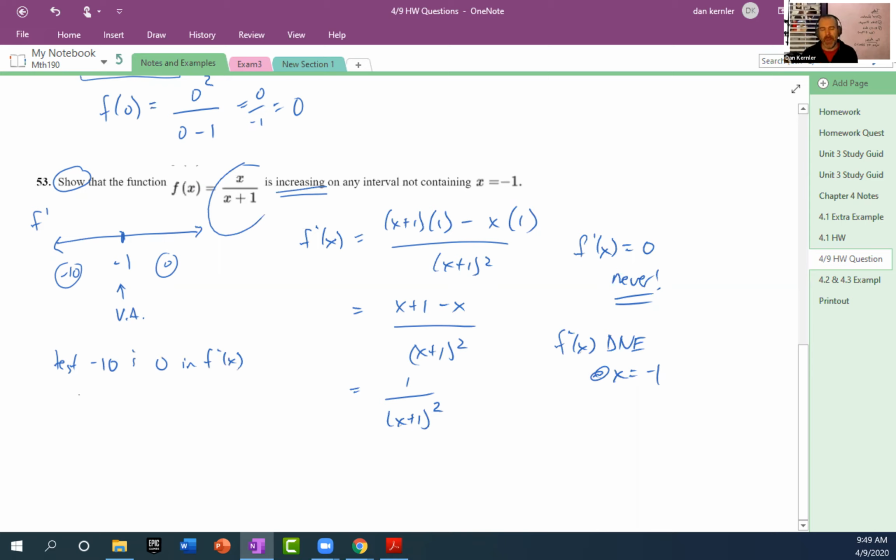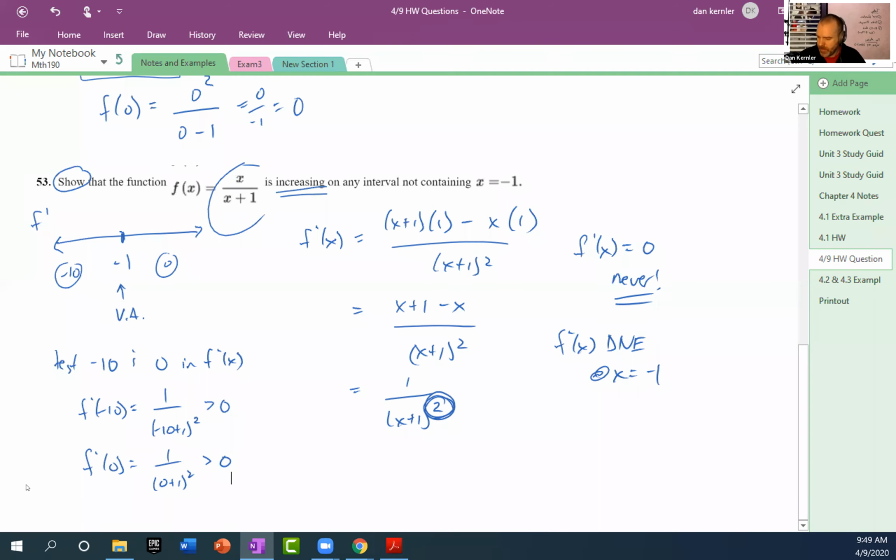You're going to test -10 and 0 in f prime of x. And you don't really care what the number is. You just care, is it positive or negative? And in fact, we don't really need to test it because it's 1 over (x plus 1) squared. The fact that the denominator is squared means it can never be negative. So it doesn't matter what numbers we put in there. When we square it, it's definitely going to be positive. It's always going to be positive.